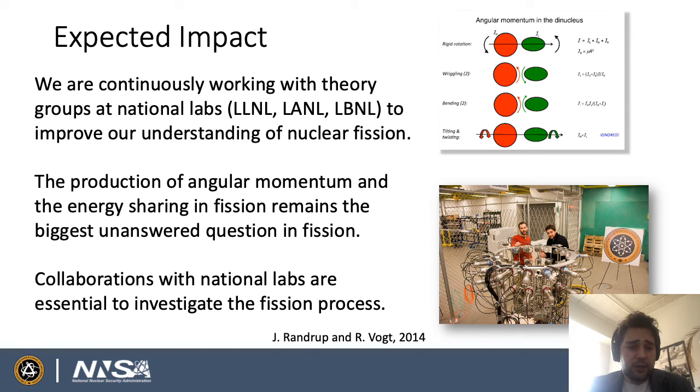And I will also finish off by saying that the collaborations with national labs are definitely an integral part of the experiment that we performed, as well as the analysis that we performed on the experimental data.